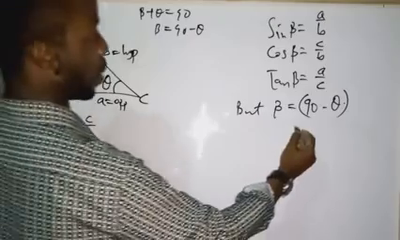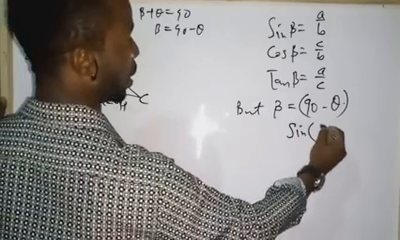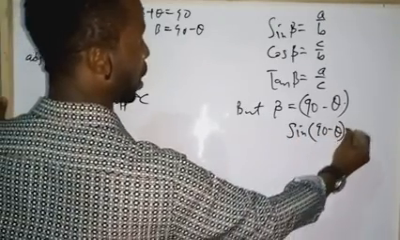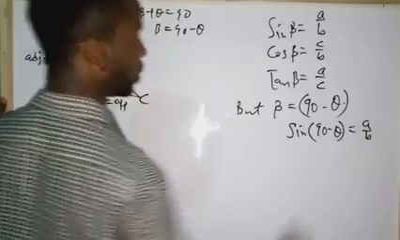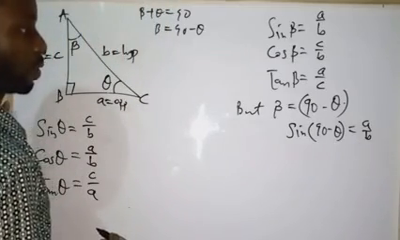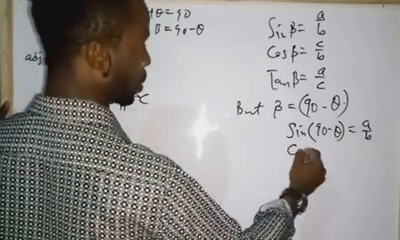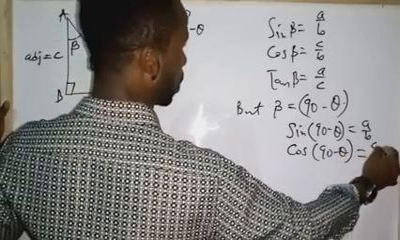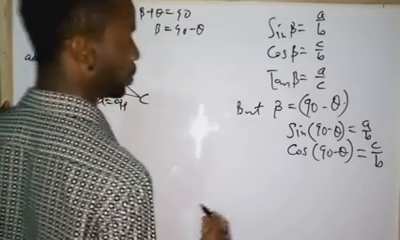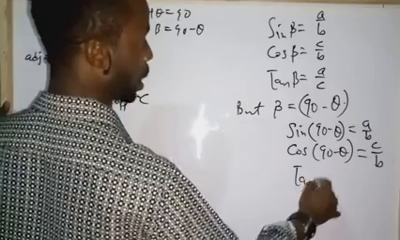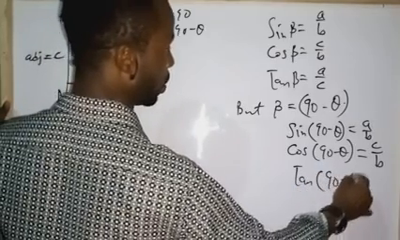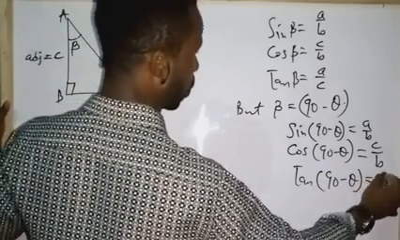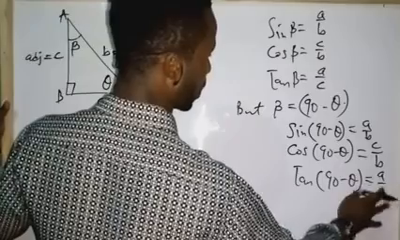If I do that, I will have sine 90 minus theta equals A over B. Please take note of all this. Cos 90 minus theta will be equal to C over B. Then tan 90 minus theta will be equal to A over C.